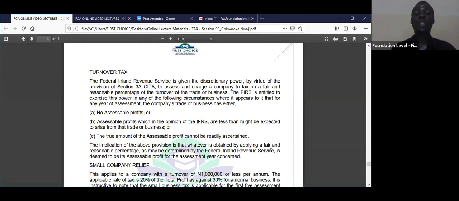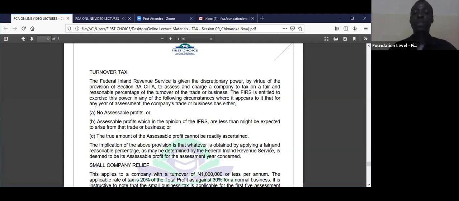The implication of the above is that whatever is obtained by applying a fair and reasonable percent as may be determined by FIRS is deemed to be the assessable profit for that year. It means that if they cannot determine your assessable profit, maybe you have no assessable profit, they will just say, okay, let's go to your turnover and just apply a fair percent on your turnover. This is as good as using method 2 in airline and shipping and in communication. They go to your turnover or your income.